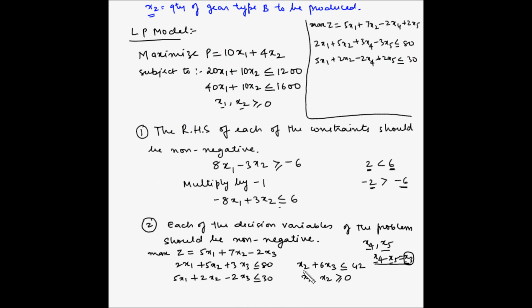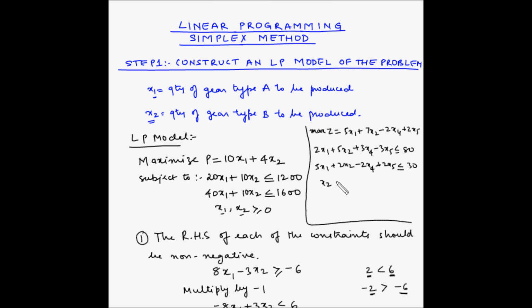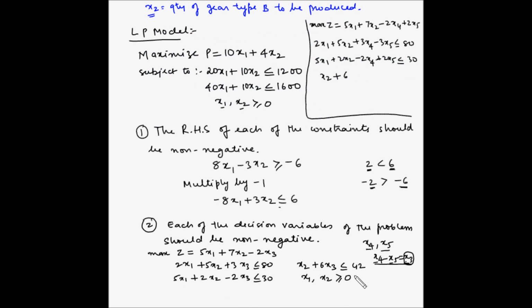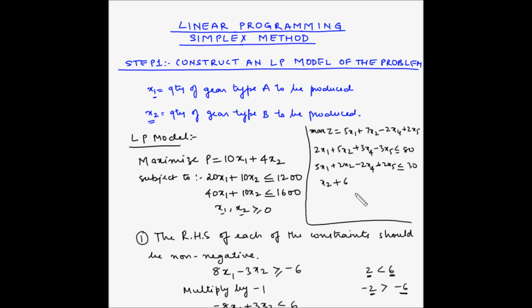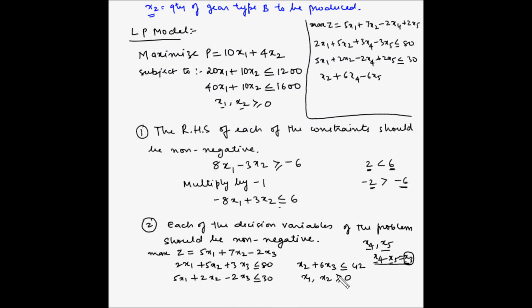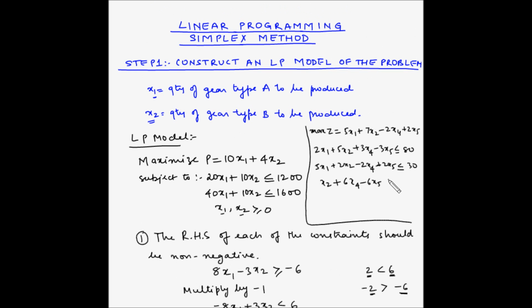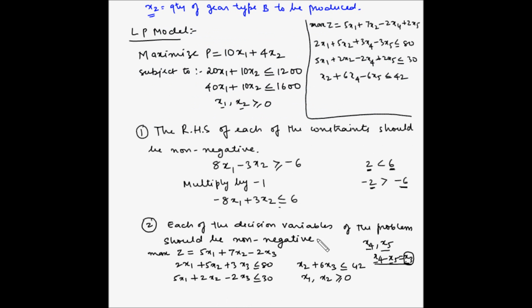The third constraint, x2 plus 6 times x3 is less than or equal to 42. So x2 plus 6 times x4 minus 6 times x5 is less than or equal to 42. And now the last constraint becomes x1, x2, x4, x5 are greater than or equal to 0.